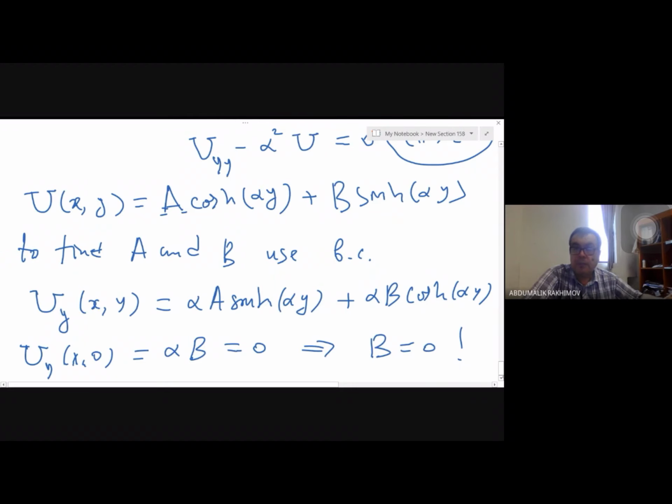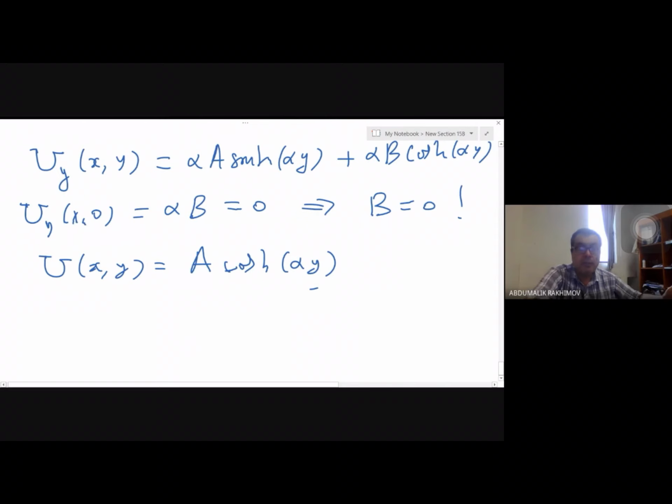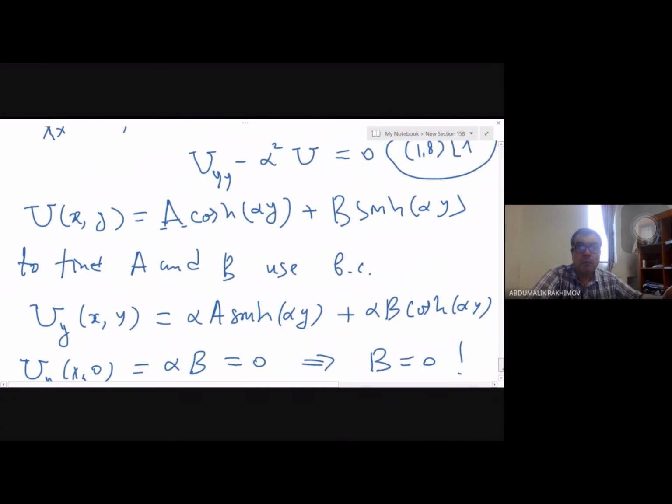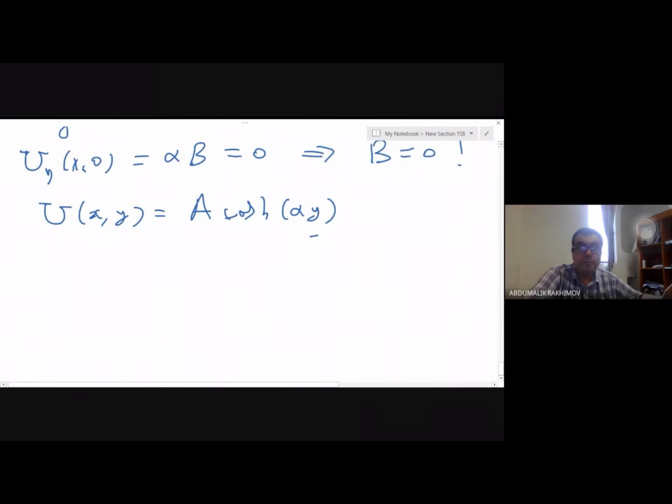So if the B coefficient is 0, then my function U capital has the shape U(alpha,y) is equal to A times cosine hyperbolic alpha y. So in order to find A, I need to use another boundary condition. What is the second condition? U(alpha,1) is equal... so it's not x, sorry, this is alpha, right?